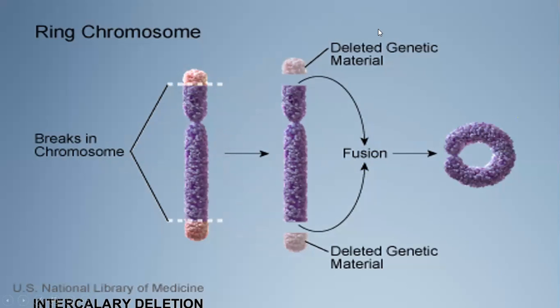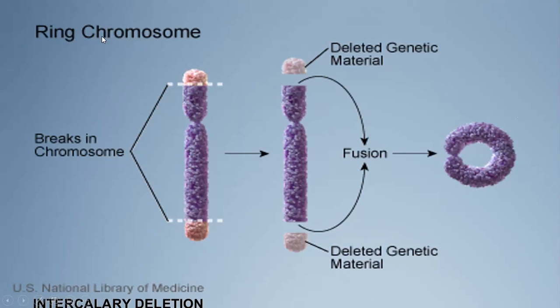This picture is showing intercalary deletion. You can see that the chromosome is breaking twice, here as well as here. If you observe closely, in the deleted region, the centromere is also present. This part is deleted. This deleted part comes out and it becomes spherical or circular in shape. Such a chromosome which is spherical or circular in shape is called a ring chromosome.